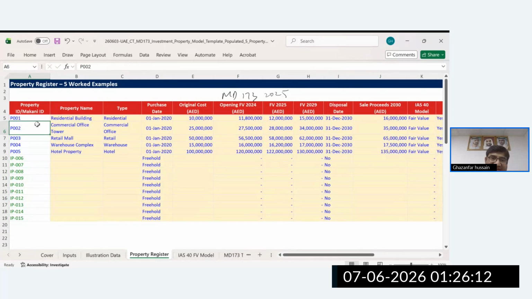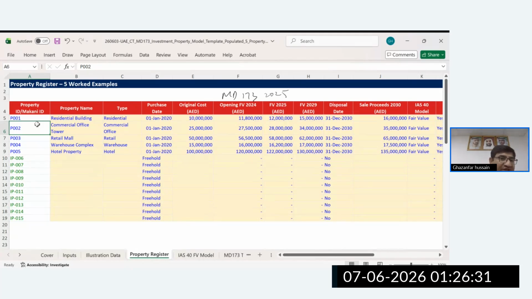We have seen in our rental contract that the Makani ID is also mentioned when we sign the contract for an office or warehouse. So the government gives one unique identification number to that property. So it will be that proper Makani number.